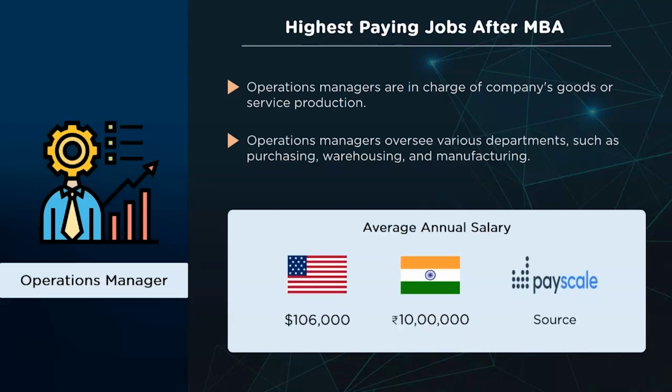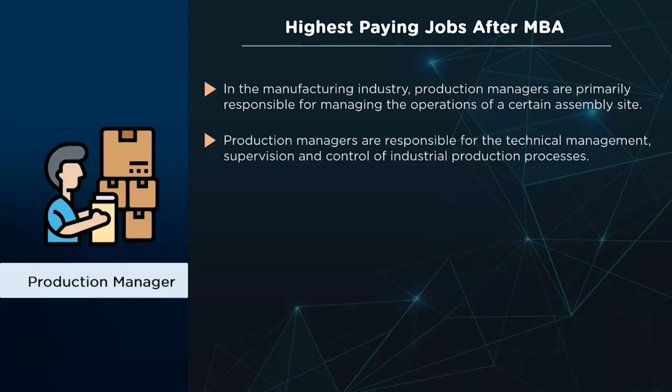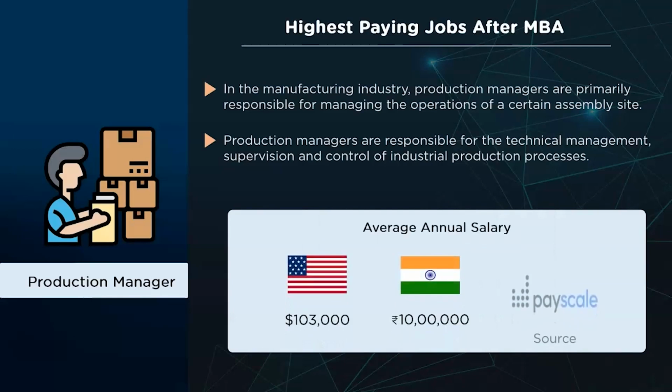Next, we have a production manager. In the manufacturing industry, this job role mainly focuses on managing the operations of a particular assembly site. These professionals plan, coordinate, and control manufacturing processes to deliver the products on time and within budget. As a production manager, you will be needed to ensure goods and services are produced safely, cost effectively, and in time according to quality standards. The average salary for this role is $103,000 in the US and 10 lakh rupees in India.